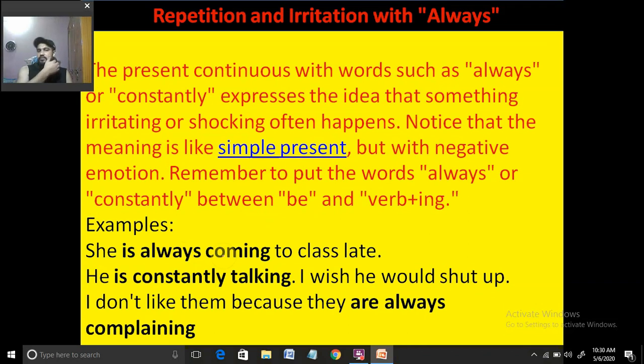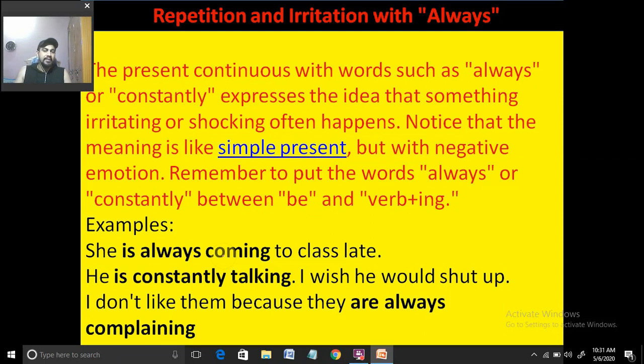Then comes a repetition or irritation with always. This is very important. Why is it important? In the tone of the person, you're going to get to know why somebody is using the present continuous, with words such as always or constantly. Constantly means something happens steadily. When something happens steadily or always, it expresses the idea that something irritating or shocking often happens.